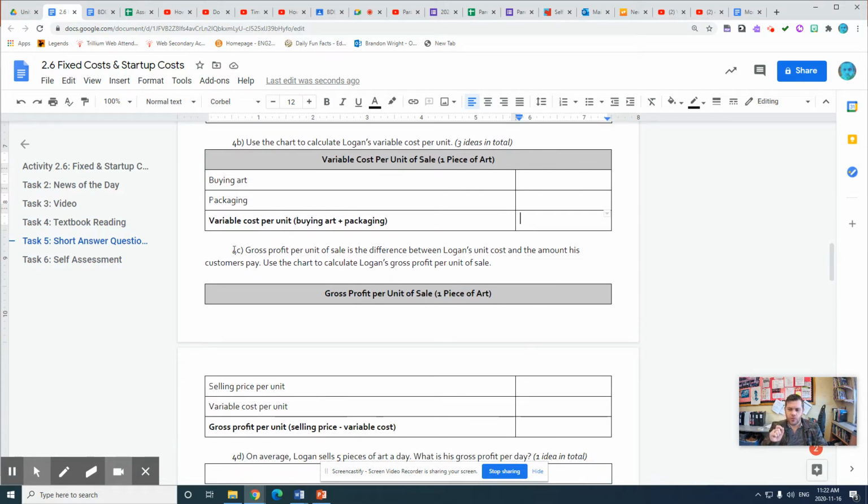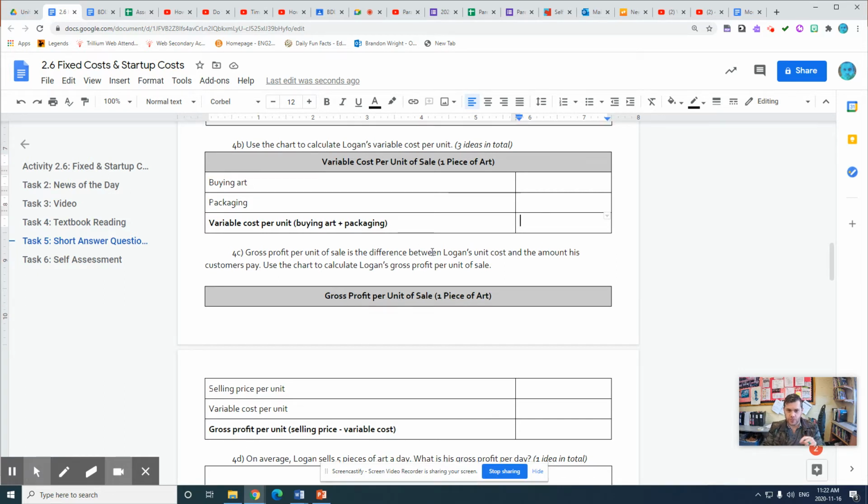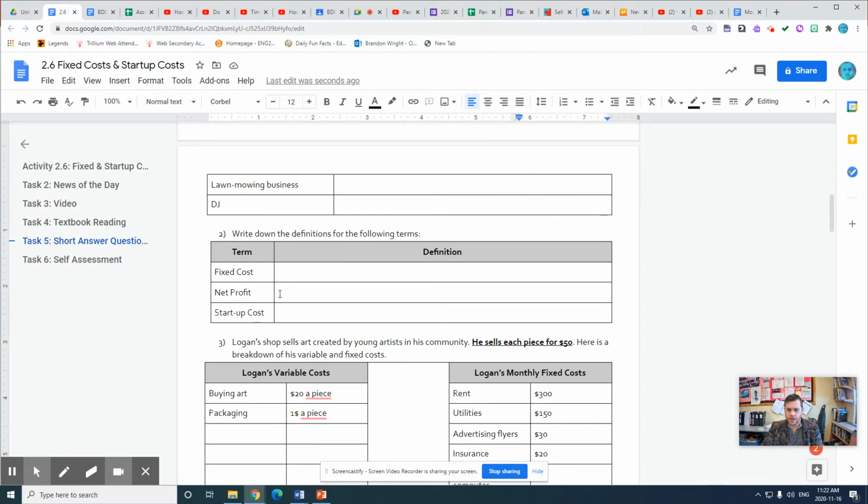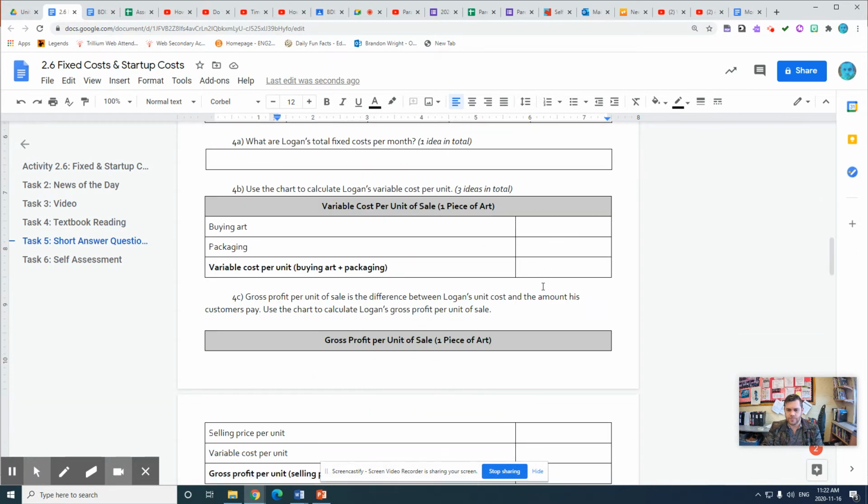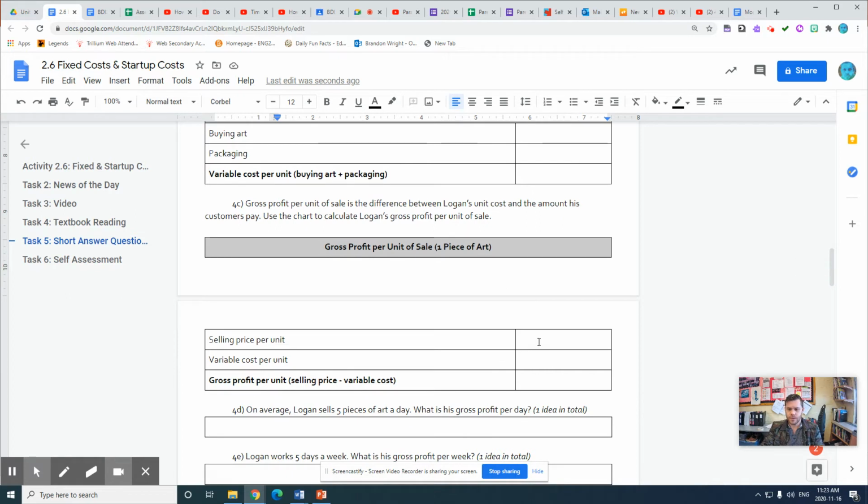Now we want to calculate gross profit. So this is profit before fixed costs are calculated. So gross profit is good, but it's not the final number or final amount of profit. That is your net profit, which is why I wanted you to define it here. So net profit is how much money you've made after all costs have been taken care of and accounted for. But let's find out about gross profit first.